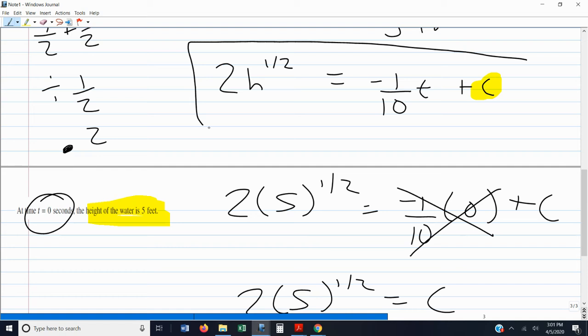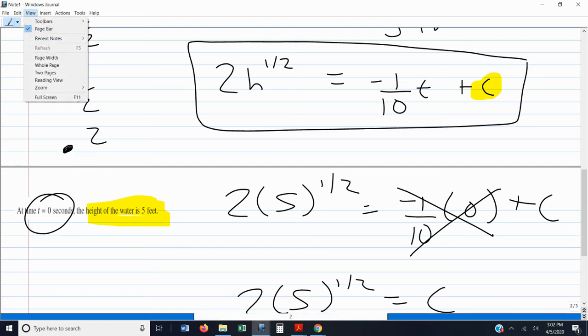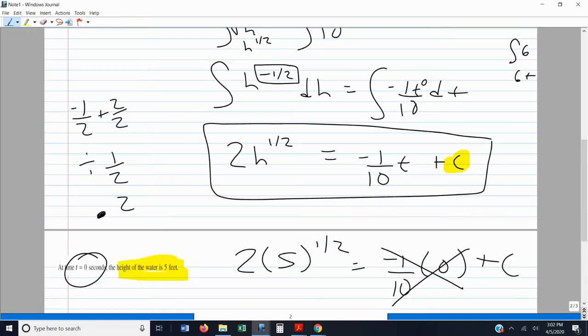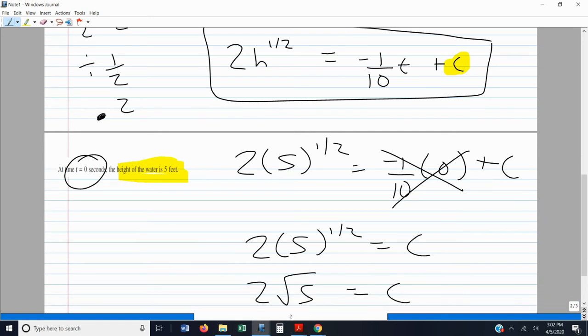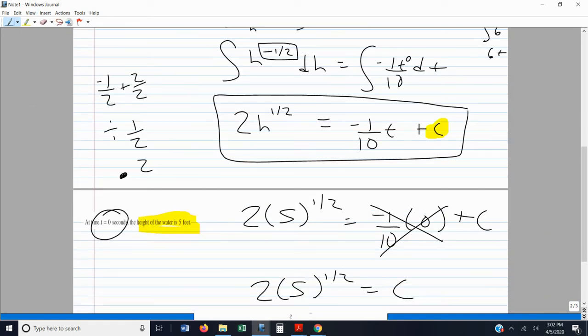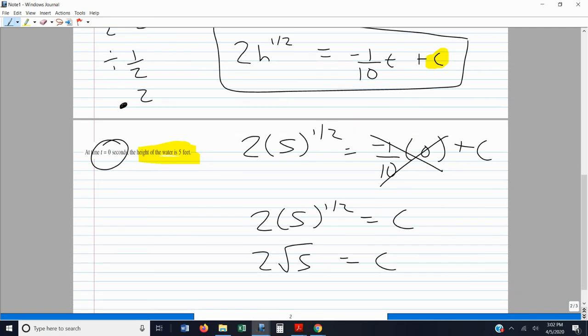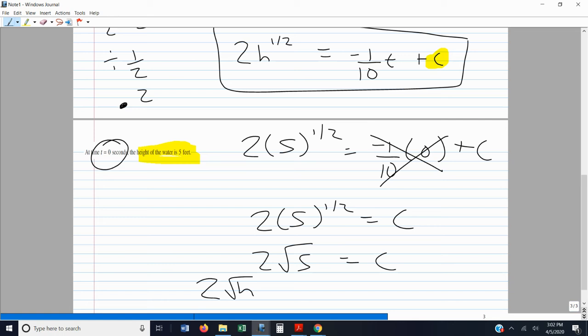Then we're going to be going back to this where we left off. And I'm just going to zoom out a tiny bit so that we can take that equation and plug in our constant. So we've got 2, I'm going to write square root of h if that's okay, instead of h to the 1/2, negative 1 over 10t plus our constant of 2 root 5.